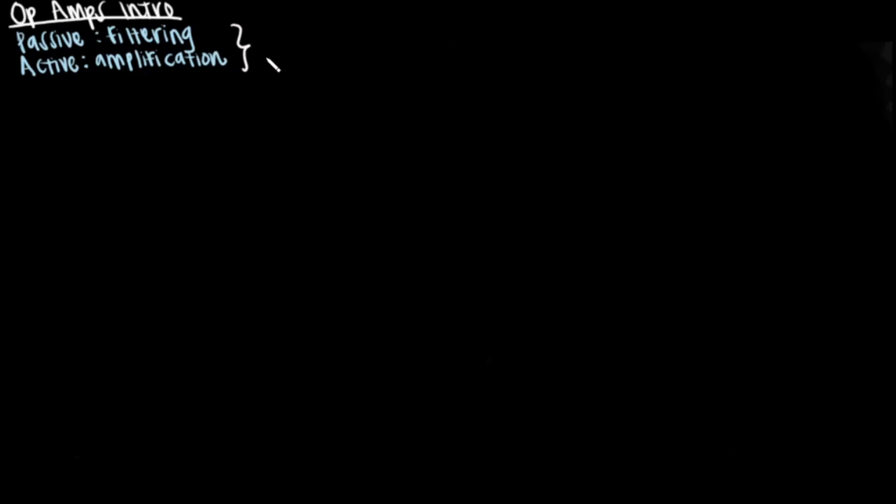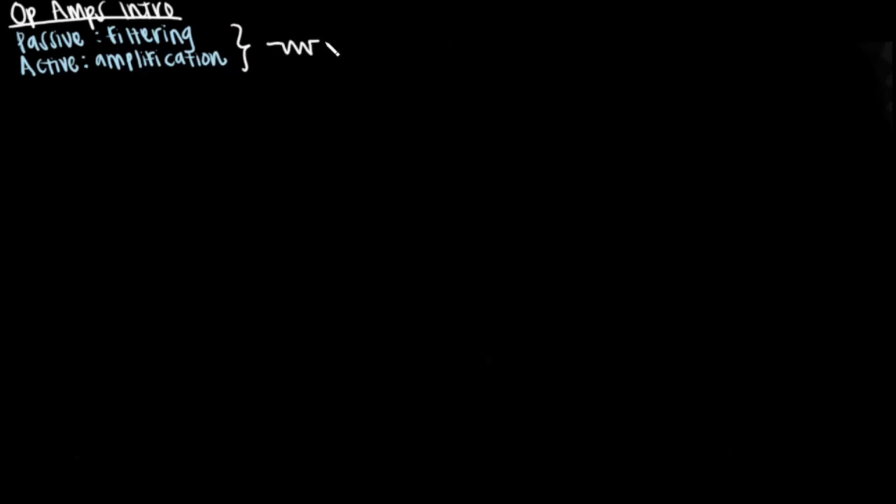So far in this class, you've learned about passive circuits. Passive circuits are only capable of filtering because they do not supply power. We will now discuss active circuits, which are powered and can supply amplification or gain. Both of these circuits can utilize resistors, inductors, and capacitors. This video will focus on operational amplifiers, or op-amps.